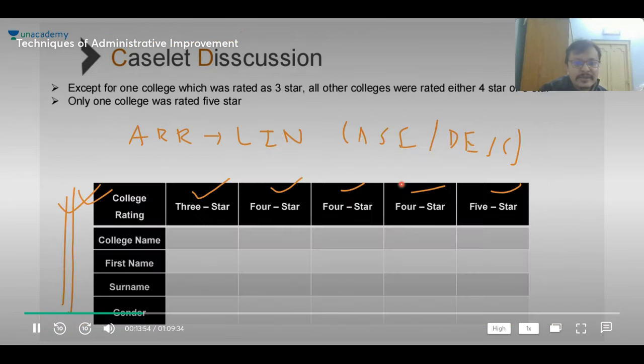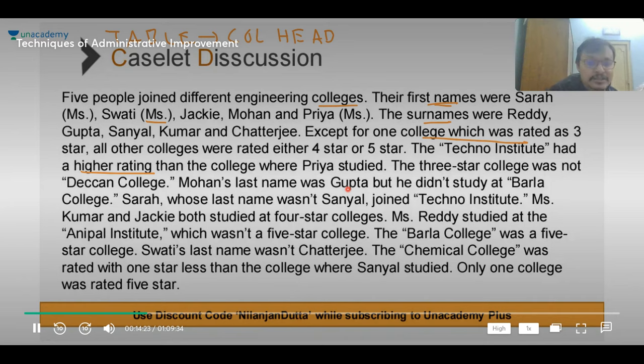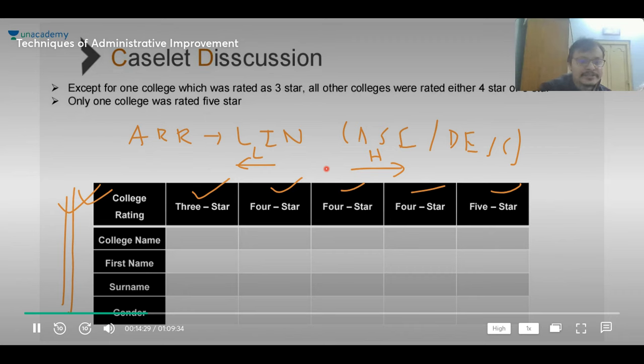What does a higher rating mean? Higher rating means to the right. Anything which says higher rating means to the right, and anything which means lower rating means to the left. It's easier to visualize the clues if you arrange the column headers in a linear sequence, ascending or descending from left to right. That is why it's always wise to arrange them in terms of the column header of college ratings.